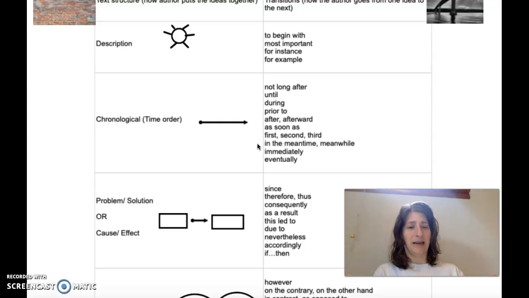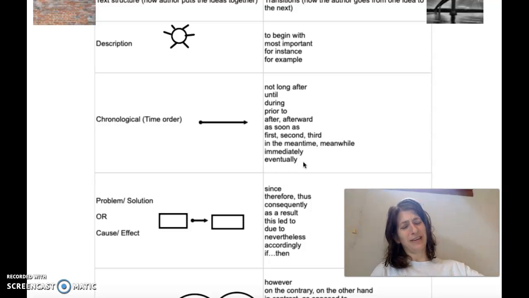In the meantime means like I'm doing something or waiting for something, but while I'm waiting for that, I'm going to do something else. Or meanwhile, I might be doing something, and while I'm waiting, something else might happen. Immediately, like right away. Or eventually, like it's not happening yet, but it will.